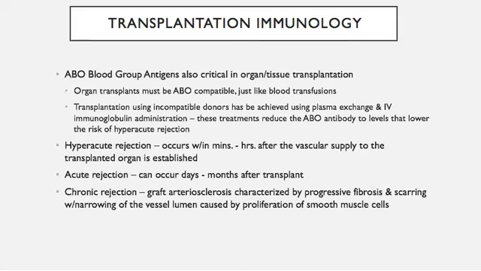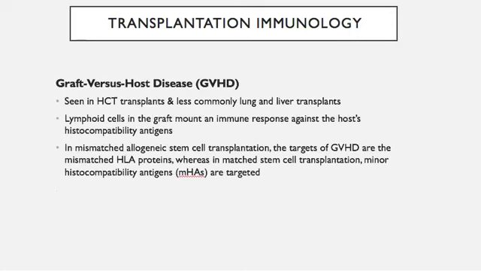Chronic rejection results from a process of graft arteriosclerosis characterized by progressive fibrosis and scarring with narrowing of the vessel lumen caused by proliferation of smooth muscle cells. And anytime you see or hear the term sclerosis, that's essentially what it means, that there's been scarring that has resulted.